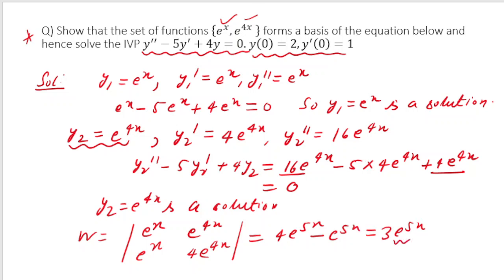And you must have heard this earlier also, that an exponential function can never be 0. So e to the power 5x can never be 0. So this thing can never be equal to 0. So it means that I have shown that these two are solutions and they are linearly independent also. So in the next page I am going to continue.